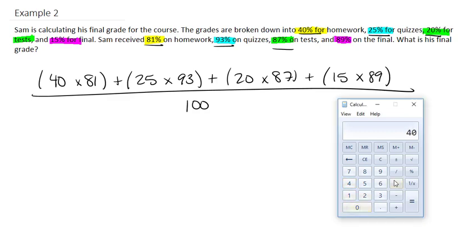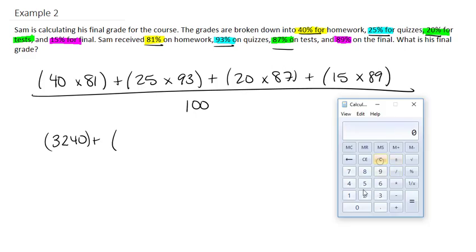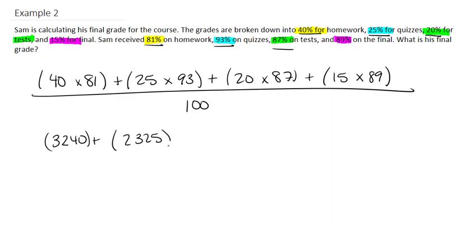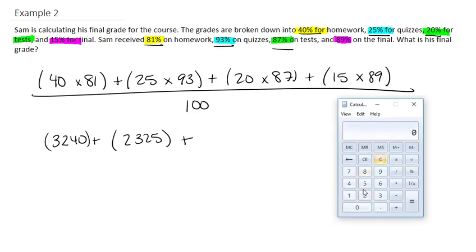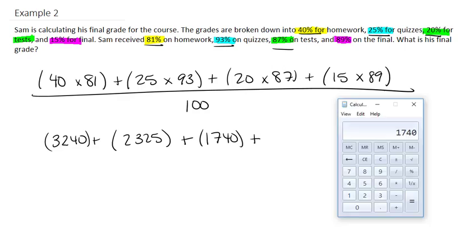So we have 40 times 81, which is 3,240. We have 25 times 93, which is equal to 2,325. Now 20 times 87 is equal to 1,740. And then lastly, we have 15 times 89, which is equal to 1,335.